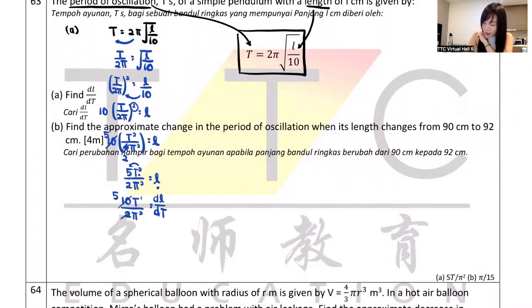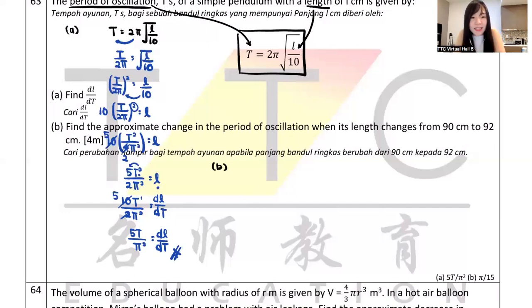10 and 2 cut, I only left 5. I guess getting 5t over pi square. Yep, this is my detailed dl dt answer. Thank you, Nicholas. Most important, thank you, Brian. Right there. So guys, this one done, so A done. Let's move on with B.